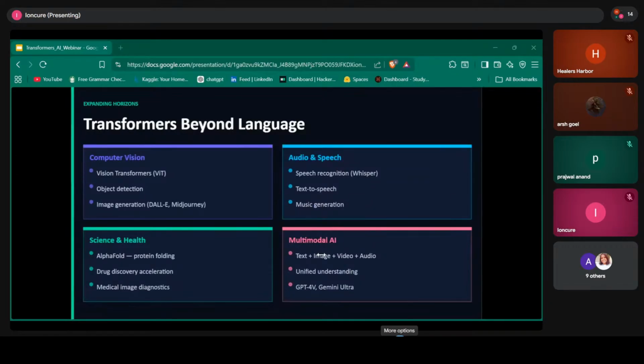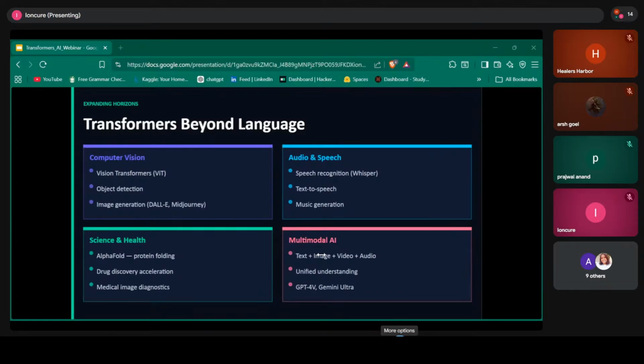So here is something people often miss. Transformers are not just for text. The attention mechanism is so powerful that researchers have applied it in almost every domain. For example, in computer vision, vision transformers treat image patches like words and achieve state-of-the-art results.